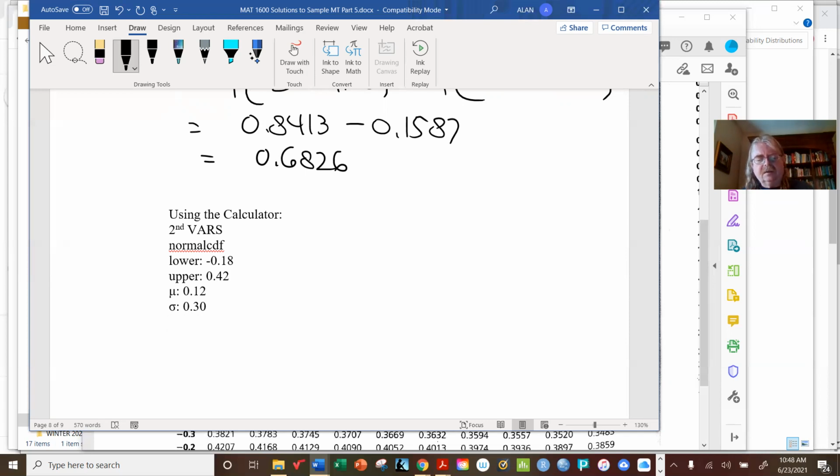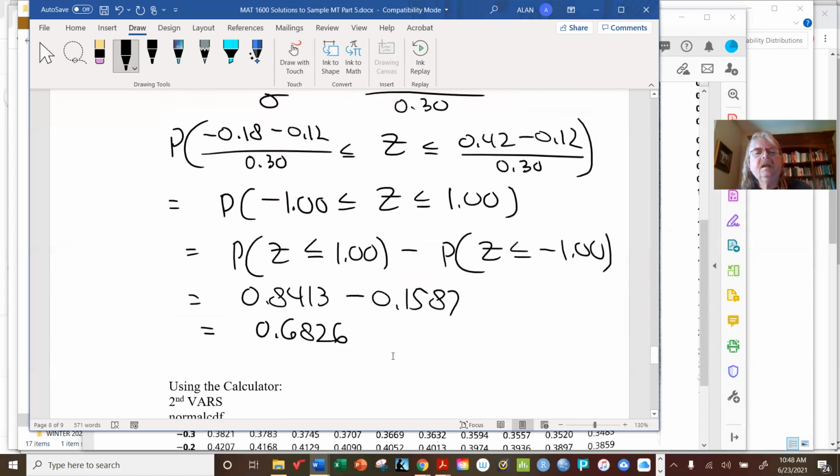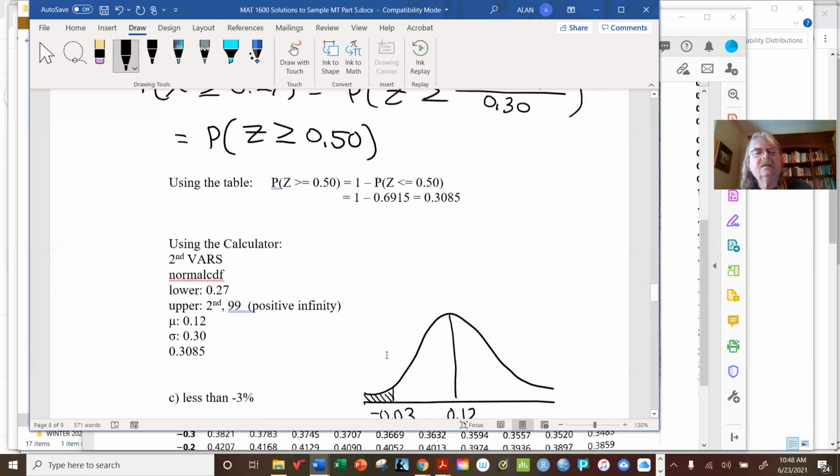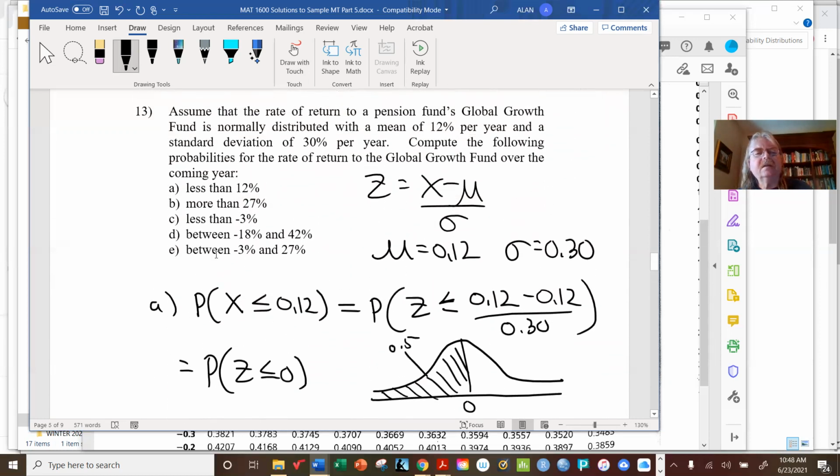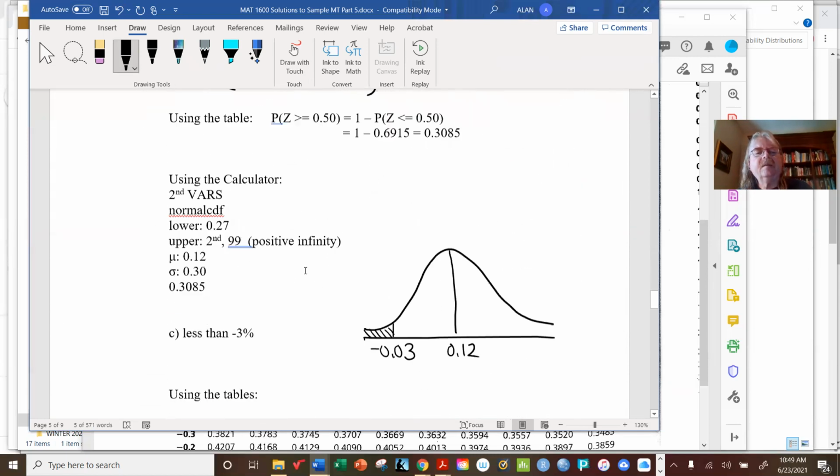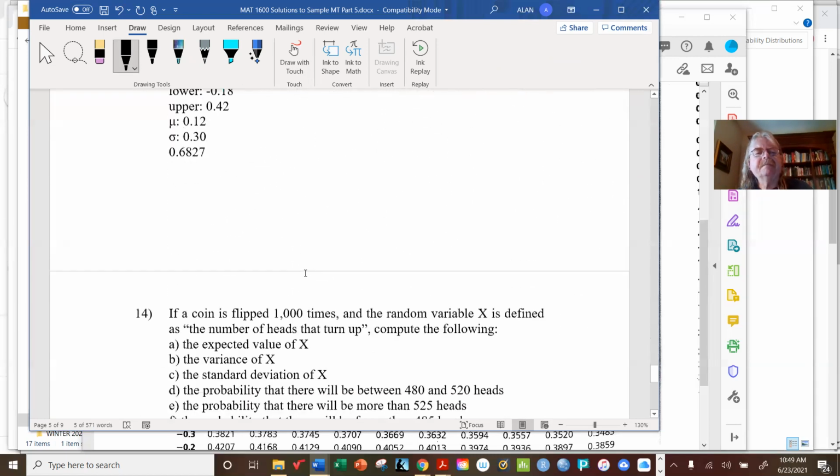Oh, wait, I did something wrong. Okay, yeah, it's 68, 26, 27. It's almost exactly the same, except for maybe rounding. All right, and then finally, there's one more. By now, you are experts in the normal distribution, that's for sure. So we'll do everything between -0.3 and positive 0.27.